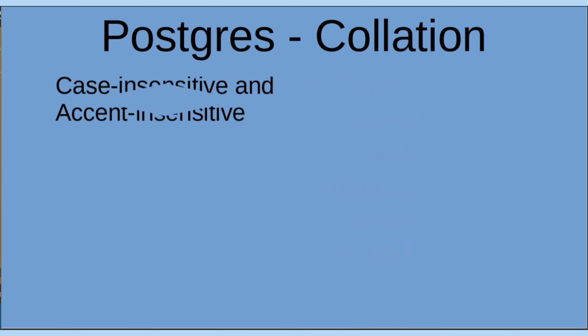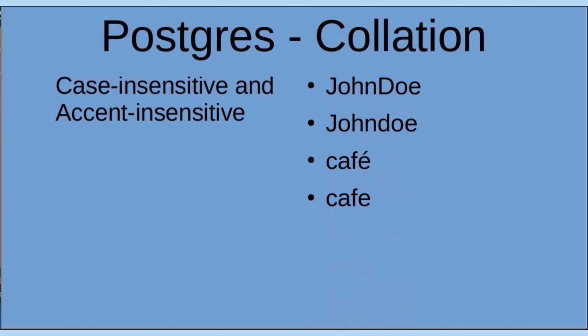Last but not least, we have case insensitive and accent insensitive comparisons. Collation settings can define whether comparisons should be case insensitive or case sensitive. For example, when validating unique usernames in a web application, collation can determine whether John Doe and john doe are considered the same or different, as we can see here on the screen. The other example is cafe, with an accent at the end and without it.